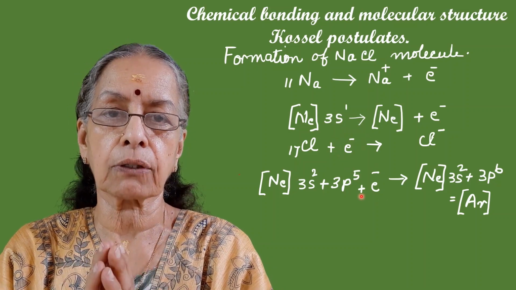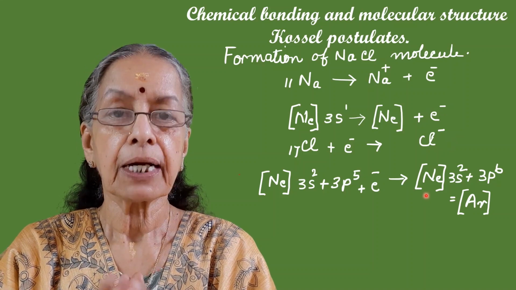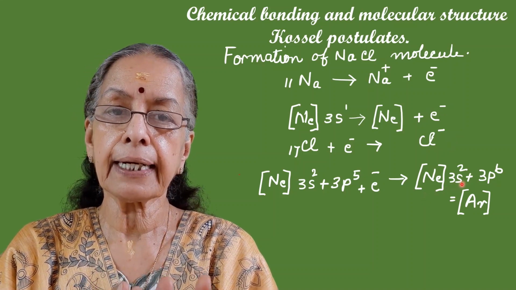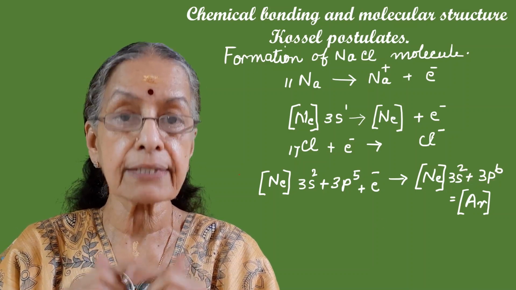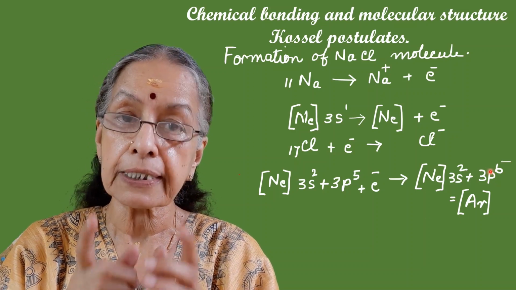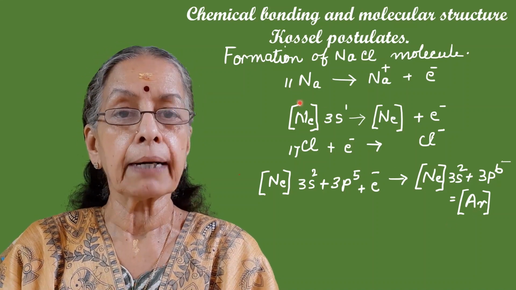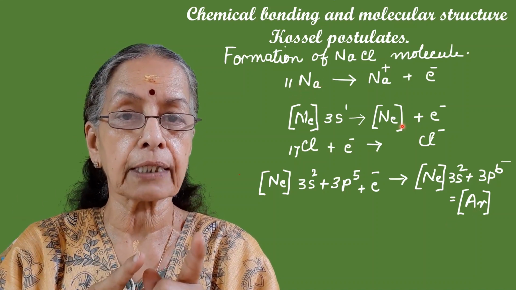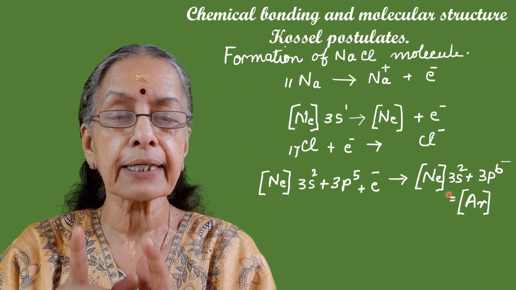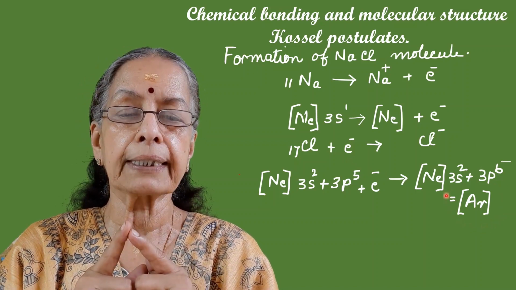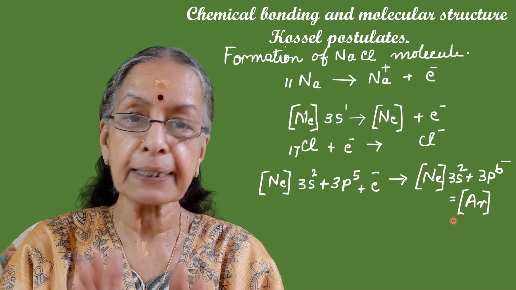This accepts 1 electron and the atomic number becomes 18. How do we represent that? Neon 10, then 3s2, 3p6. So when chlorine accepts 1 electron, it attains the electron configuration of argon, another noble gas. So we may say sodium, by losing 1 electron, attains the structure of the noble gas neon. Chlorine, by gaining 1 electron, attains the configuration of another noble gas, argon. So they become stable. This is as per the postulate.